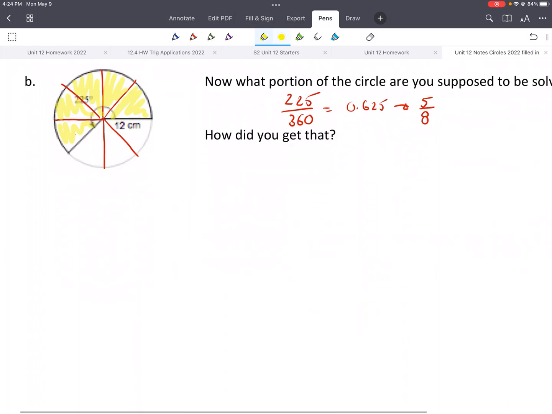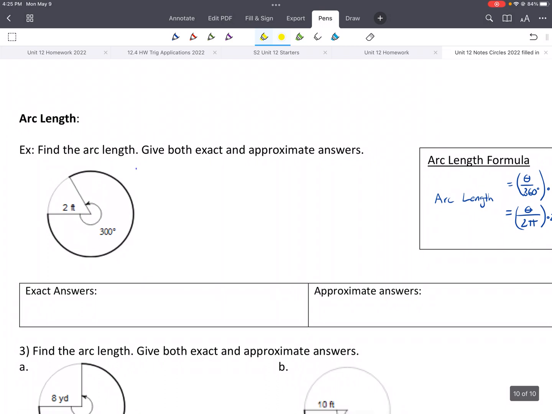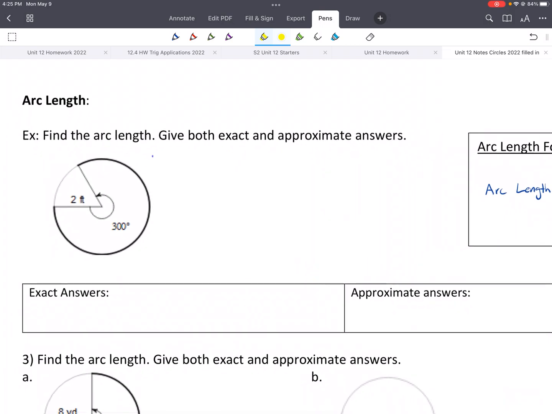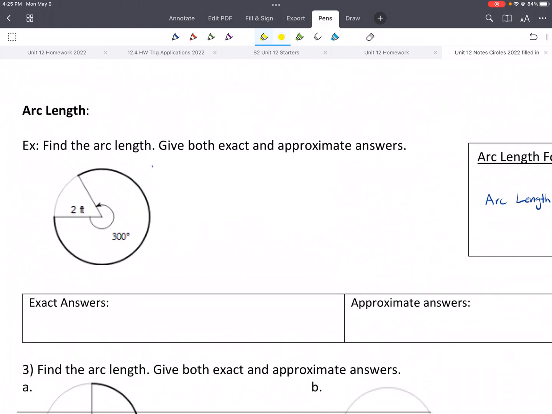All right. So using that, we are going to learn how to find arc length and sector area. Arc length, again, is the same as the circumference, but just part of it. What's bolded here is just the outside of the circle. That's our circumference. But we don't want the entire circumference. We just want part of it.